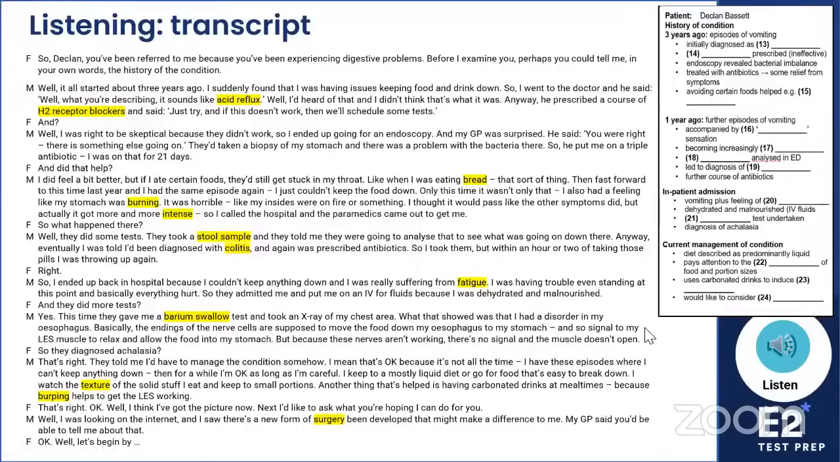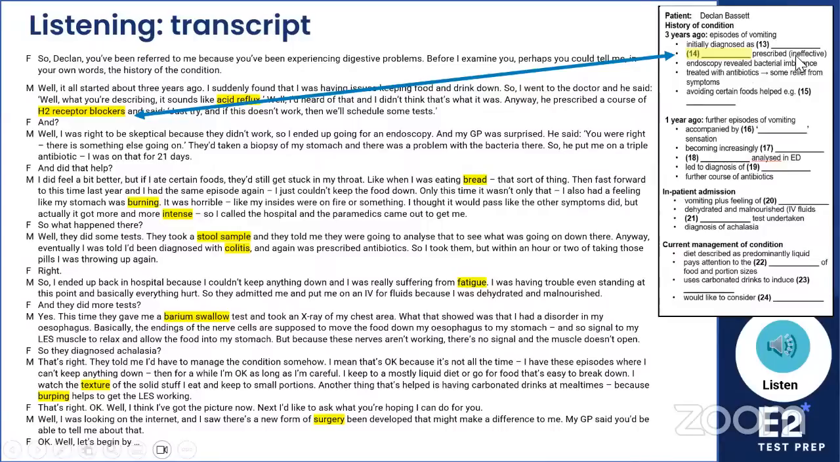So, Declan, you've been referred to me because you've been experiencing digestive problems. Before I examine you, perhaps you could tell me in your own words the history of the condition. Well, it all started about 3 years ago. I suddenly found I was having issues keeping food and drink down. So I went to the doctor and he said, well, what you're describing, it sounds like acid reflux. Well, I'd heard of that and I didn't think that's what it was. Anyway, he prescribed a course of H2 receptor blockers and said, just try, and if this doesn't work, then we'll schedule some tests. And? Well, I was right to be sceptical because they didn't work.